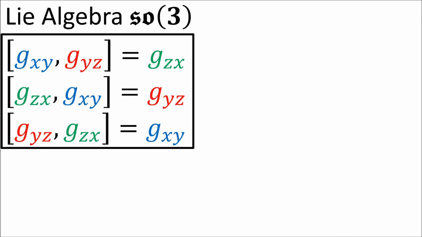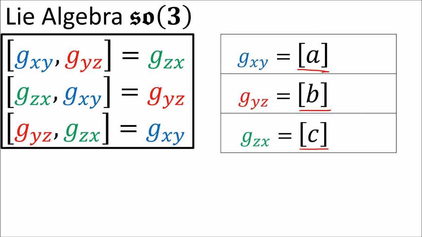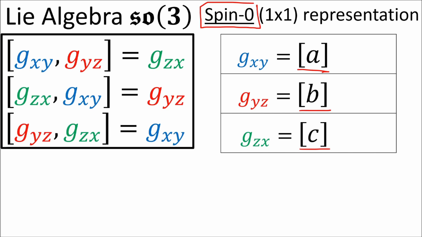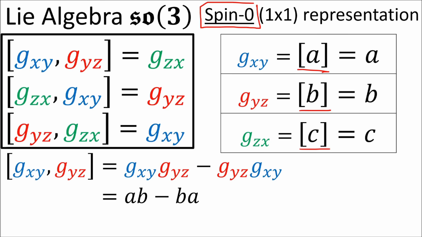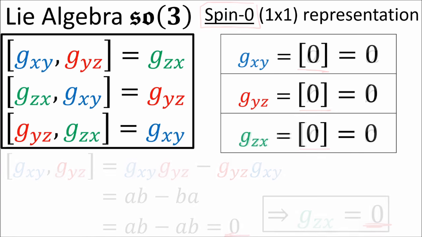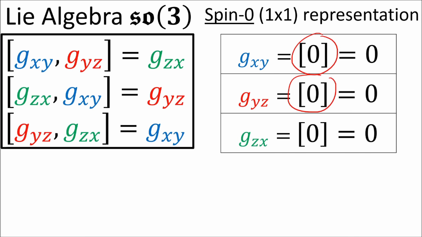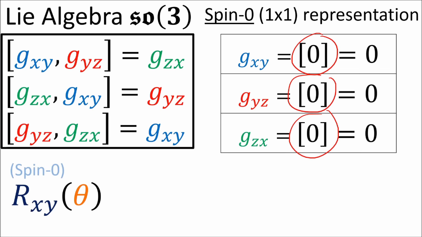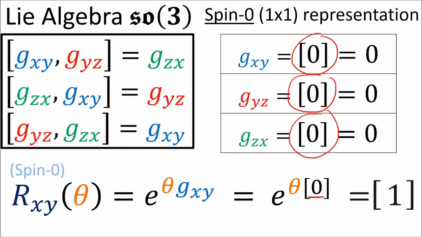The simplest solution we could look for would be the case of 1x1 matrices, which is the spin 0 representation. 1x1 matrices are just scalars with square brackets written around them. Since scalars commute with each other, the commutation relations automatically go to 0. So we're forced to set all three of the generators to be the 1x1 zero matrix. If we exponentiate these 1x1 generator matrices, exponentiating to the power of 0 just gives the number 1. So our rotation matrices are just the 1x1 identity matrices containing a single number 1 inside.